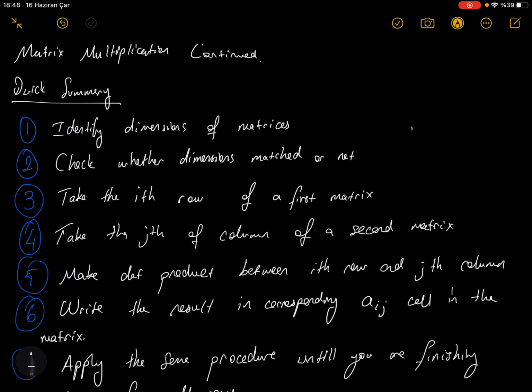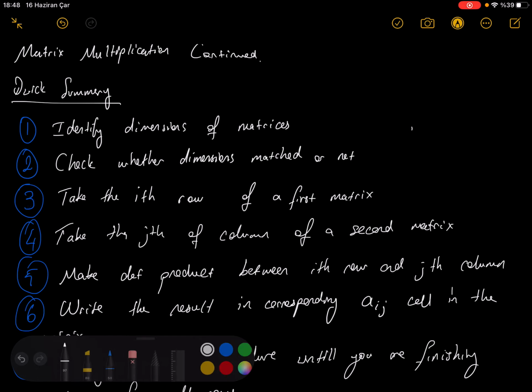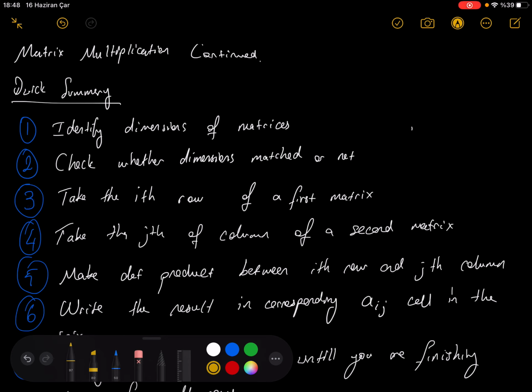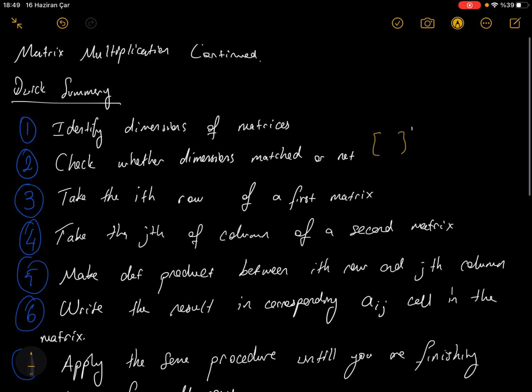First, identify the dimension of the matrices. This is really the most important thing because we need to check whether the dimensions match or not. Remember, I said that dimensions match when we have a matrix AB and CD. Dimensions matched means that B equals C.